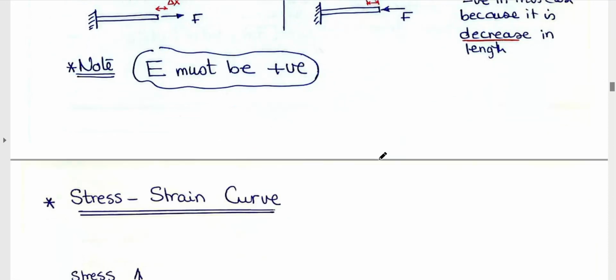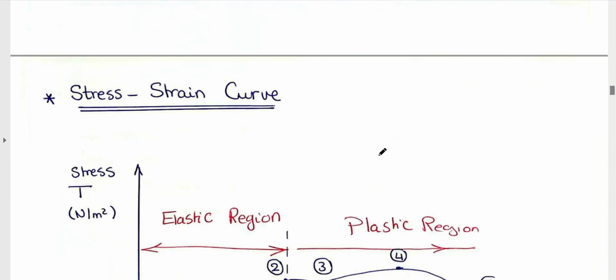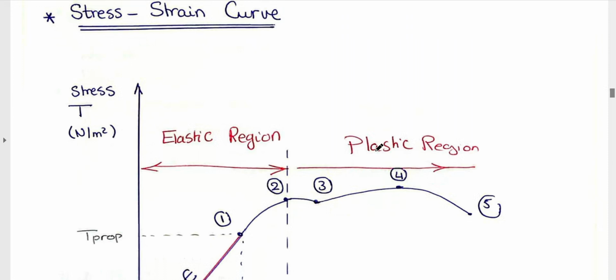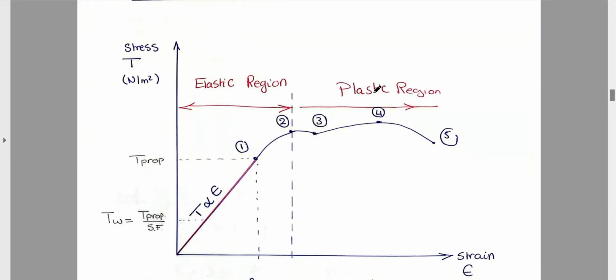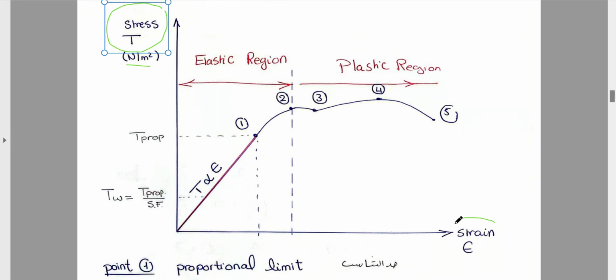Okay, what will happen if the stresses are not small? We said that stress and strain are proportional, but let's see the stress-strain curve for all values of stress. This is the relation between the stress on the y-axis, its symbol is T and its unit is Newton per meter squared, and the strain on the x-axis, its symbol is epsilon, and it doesn't have any unit because we mentioned before that the strain is a relative change in the dimensions of the rod.